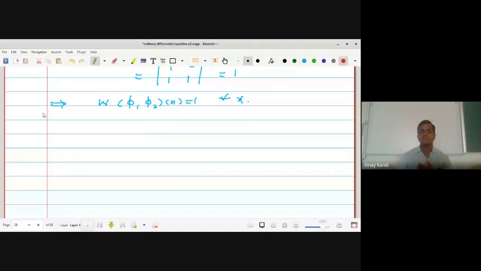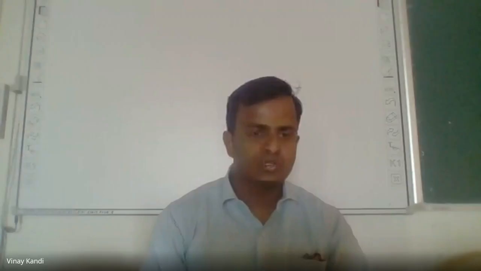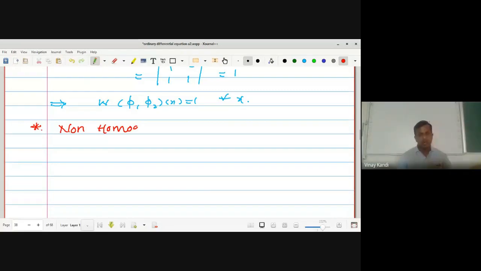Variable coefficient. Now we see the non-homogeneous equation with variable coefficient. Here b of x is not equal to 0. Let us just look at the statement and then stop. The next point is the non-homogeneous differential equation with variable coefficient. This is what we wanted to understand.